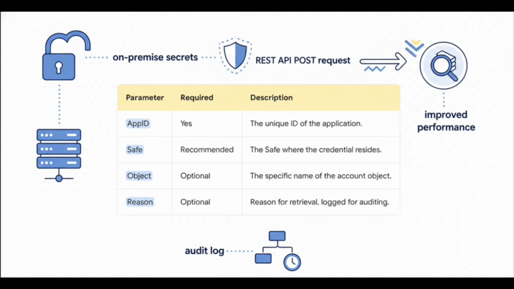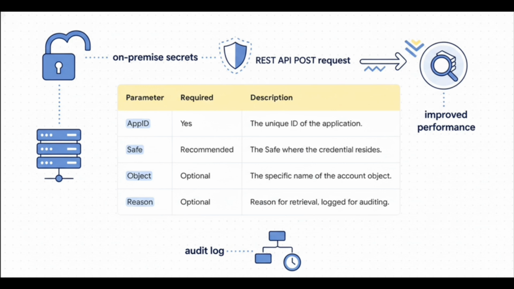You absolutely have to provide the application ID. But listen, here's a super important pro tip. Always, always include the safe name in your request. Why? Because if you don't, the CCP has to search through every single safe that app has access to, which can really slow things down.